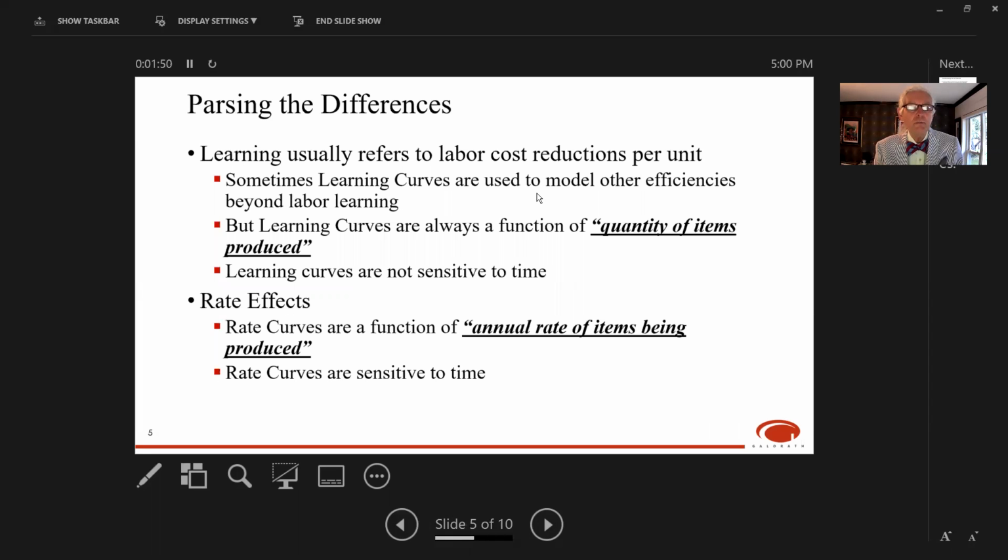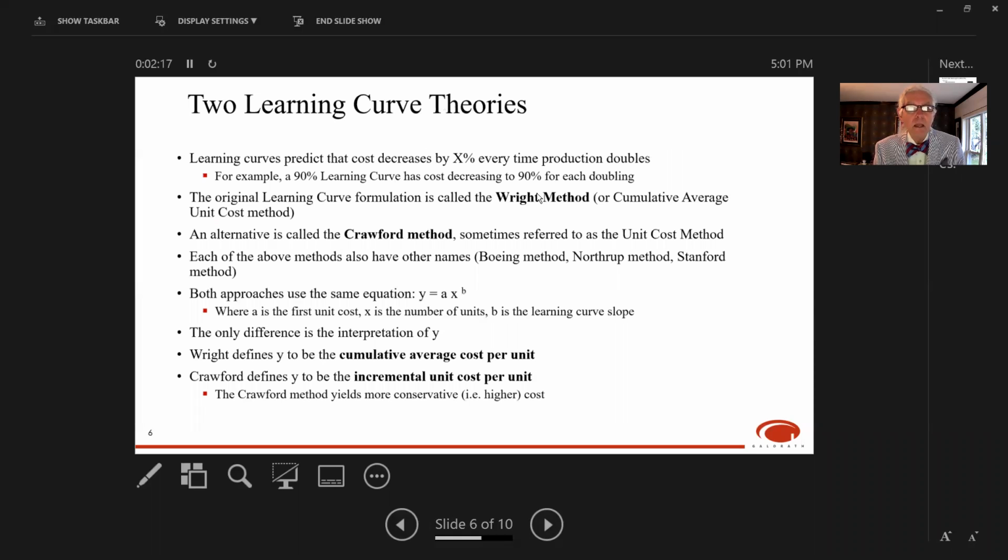So let's parse the differences between learning and rate effects a little more. Learning usually refers to labor cost reductions per unit, but sometimes learning curves are used to model other efficiencies beyond just learning. Now, learning curves are always a function of the quantity of items produced, and therefore they're not really sensitive to time. Rate effects, on the other hand, are a function of the annual rate of items being produced, so they are, in that sense, sensitive to time.